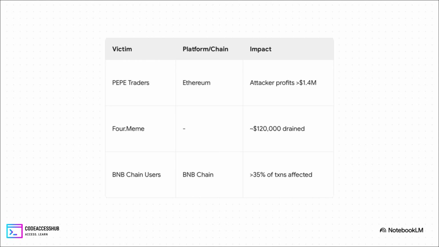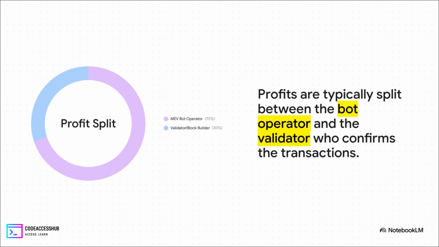One attacker raked in over $1.4 million in profit just by sandwiching traders. Another token, 4.meme, got drained for about 120 grand. It got so bad on the BNB chain that at one point more than 35%, that's over a third, of all transactions were getting hit by these attacks. Insane. So who's getting rich off this? Where does all that money go?